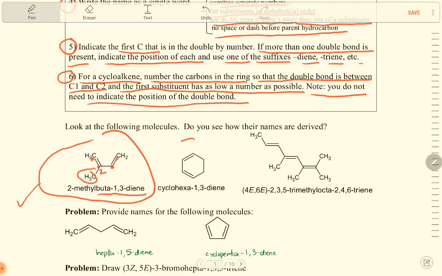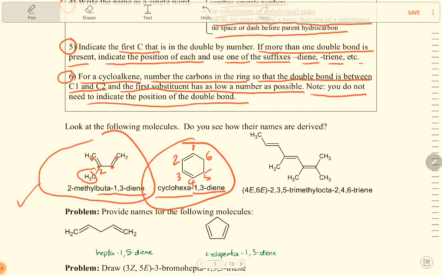This one, cyclohexa-1,3-diene. This is 1, 2, 3, 4, 5, 6. So you can see 1,3-diene and there is a cyclohexane.